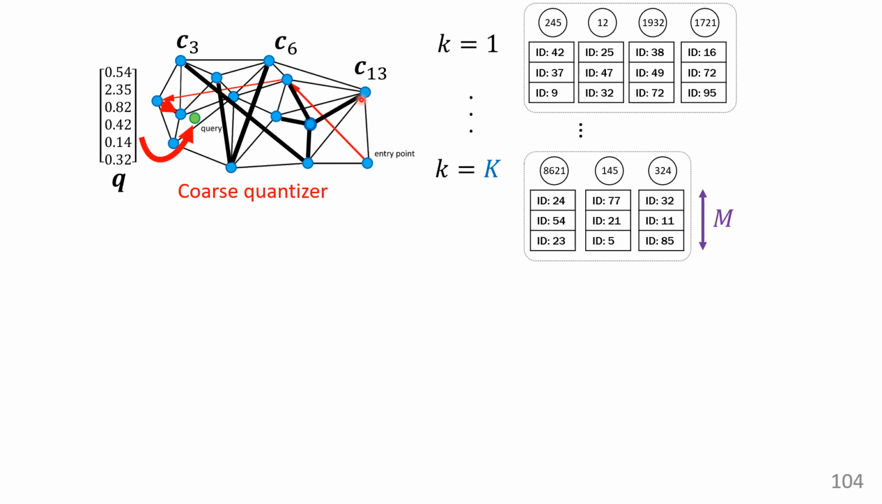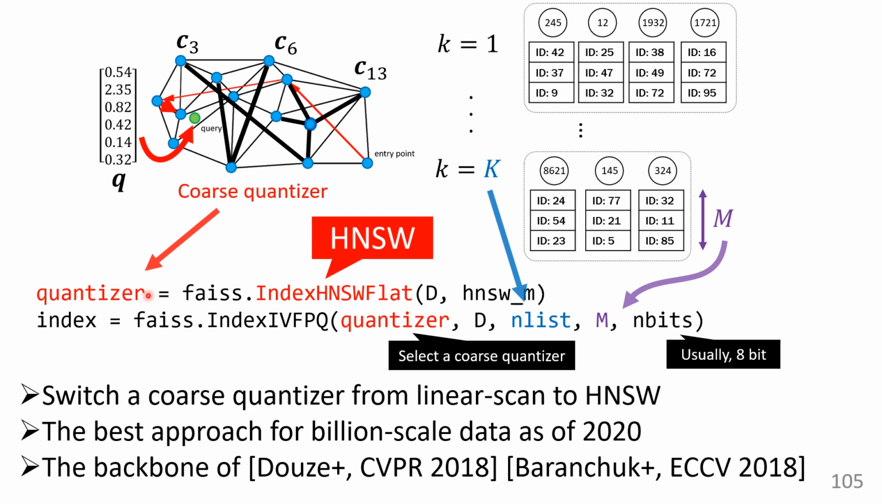Each blue dot is a centroid. If we write code, like here, now the quantizer is not a linear nearest neighbor search, it's HNSW, so it's IndexHNSWFlat. Then we use this as the coarse quantizer here. It's very easy. We can easily switch the coarse quantizer from linear scan to HNSW. This is the best approach for billion-scale data right now, and this structure is the backbone of recent state-of-the-art methods like these two.